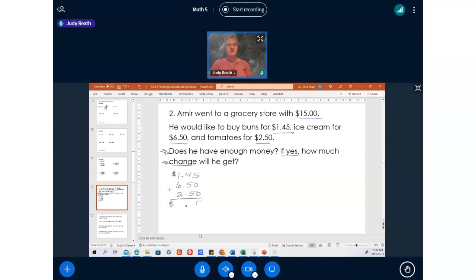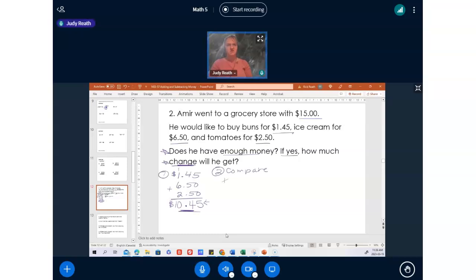5 plus 0 plus 0 is 5. 4 plus 5 plus 5 is 14. And 1 plus 6 plus 2 plus that other one is 10. So $10.45. Are we done the question? No, because this is only the amount that he is spending. This doesn't tell us if he has enough money or the change that he'll get. So first, or the next step, this was the first step, to add it up. Second step is to compare.